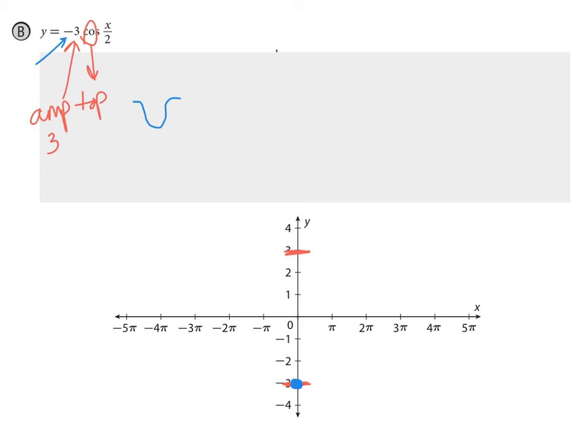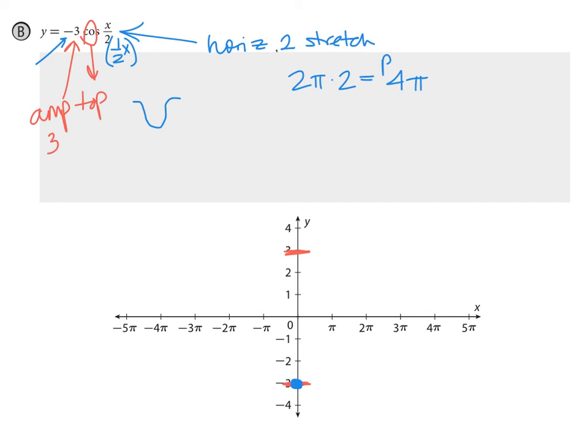The last thing I need to make a note of is this horizontal stretch or compression. Currently x over 2 means 1/2 x, just so you know that. That 1/2 is going to flip and become 2, and so that's going to be a stretch. That means we need to change the period, which is normally 2 pi. We're going to multiply that by 2. So now my period is going to be 4 pi. So I'm going to start at 0 and end at 4 pi.